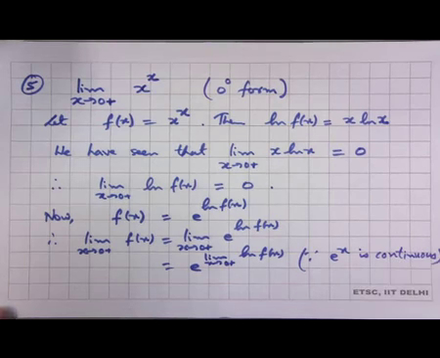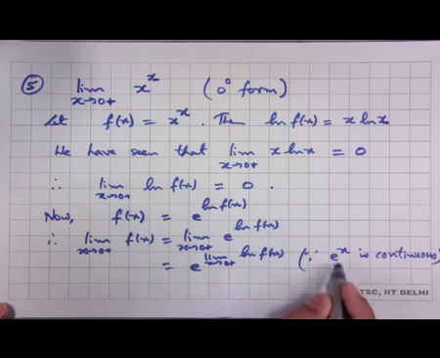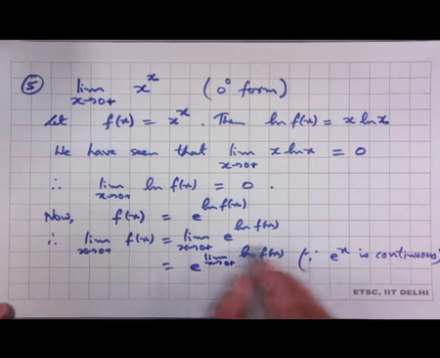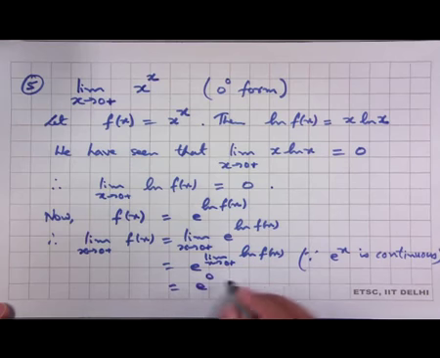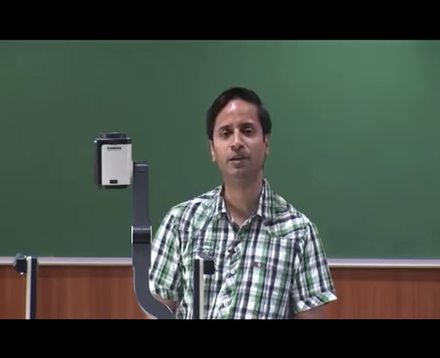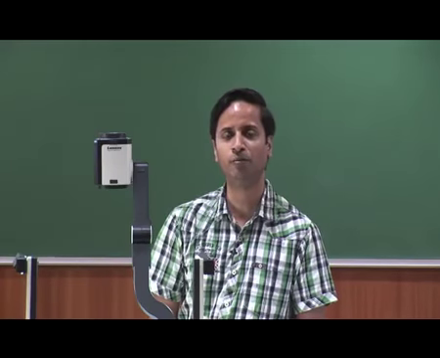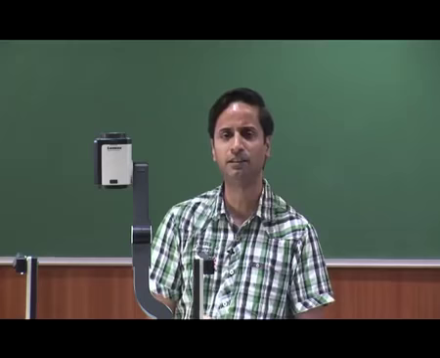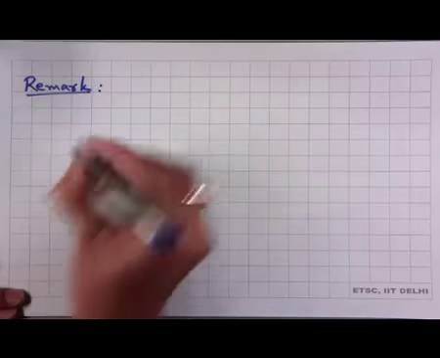For a continuous function, the limit of f of x is the same as f of the limit, and now we have already evaluated that this limit is 0. So, this is equal to e to the 0, which is equal to 1. So, this limit is equal to 1. Next, I will show you that the assumption that the limit of the ratio of f prime x and g prime x exists is necessary. So, let me write this as a remark.